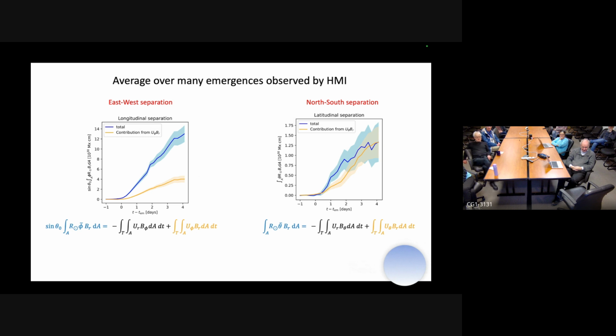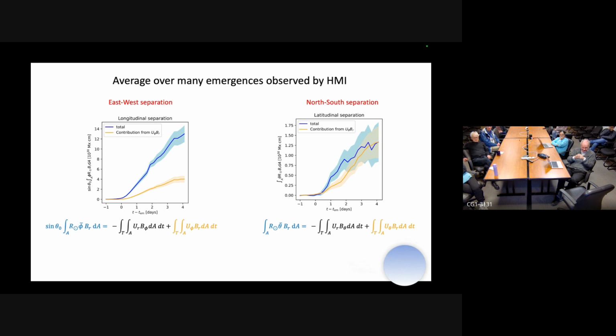The east-west separation, flux multiplied, is shown in blue on the left panel. And the contribution coming from surface motions in the phi direction, so U phi BR integrated over time and over the area, the time being the time from emergence, is shown in the yellow curve. This is an average over all the flux emergences in her catalog, which is more than 100. And what you see is all of these terms are important.